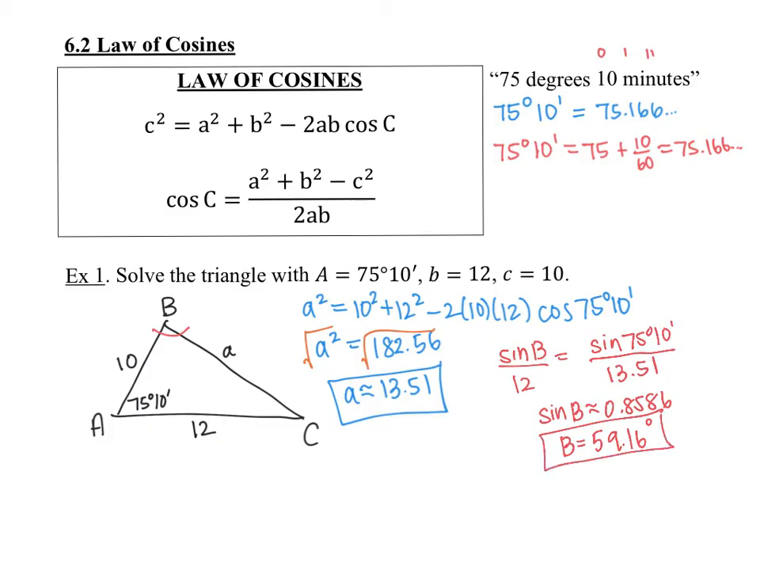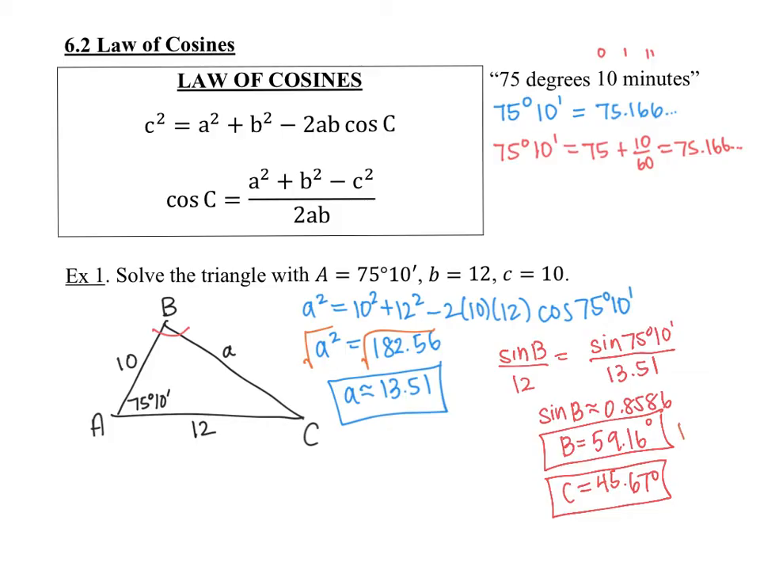I'm going to consider B prime in a second, but let me find C real quick. For C, you can use your calculator once you have two angles. So if I do 59.16 plus 75.17, subtract from 180, I get about 45.67 degrees. Okay, I'm going to go back and look at B prime and see if that makes sense or not.